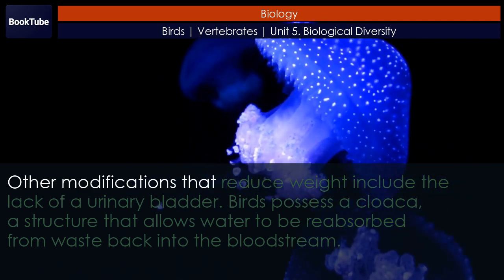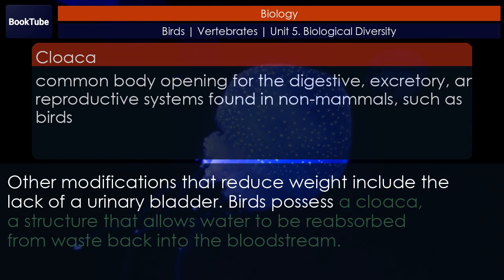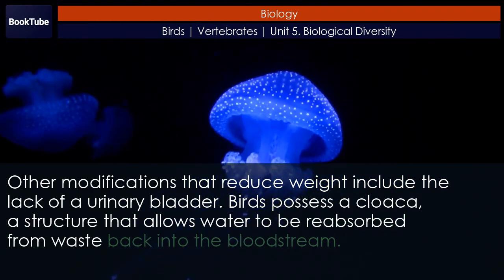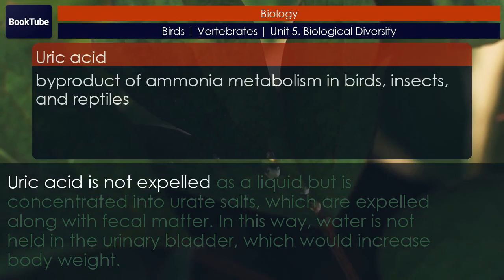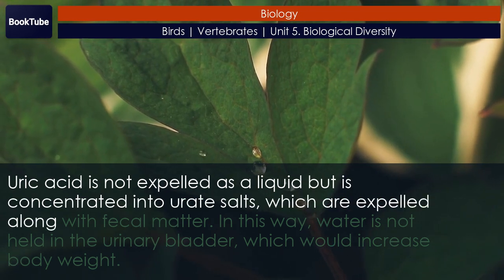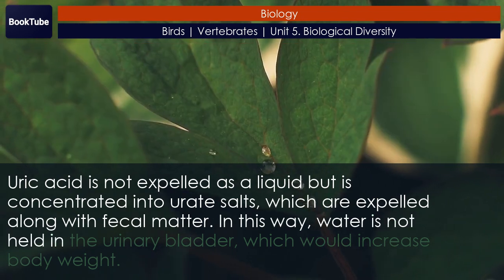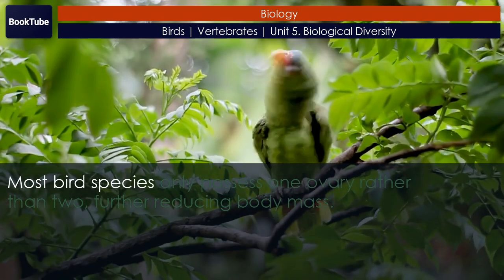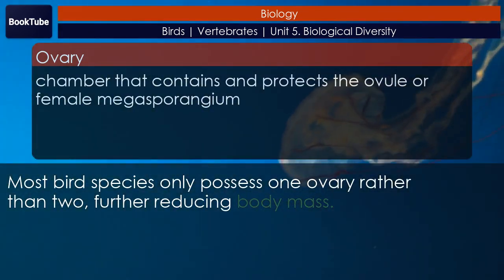Other modifications that reduce weight include the lack of a urinary bladder. Birds possess a cloaca, a structure that allows water to be reabsorbed from waste back into the bloodstream. Uric acid is not expelled as a liquid but is concentrated into urate salts, which are expelled along with fecal matter. In this way, water is not held in the urinary bladder, which would increase body weight. Most bird species only possess one ovary rather than two, further reducing body mass.